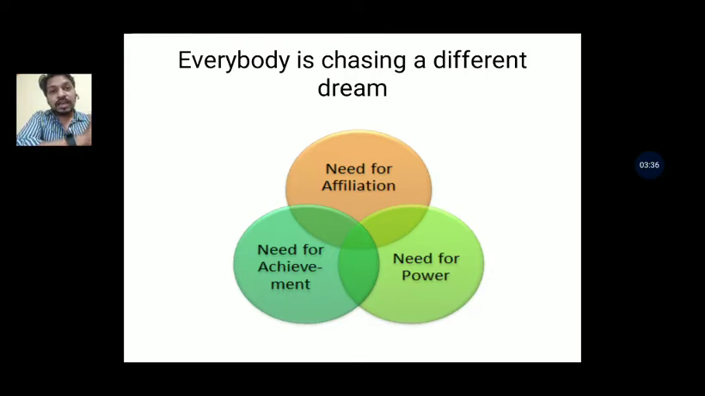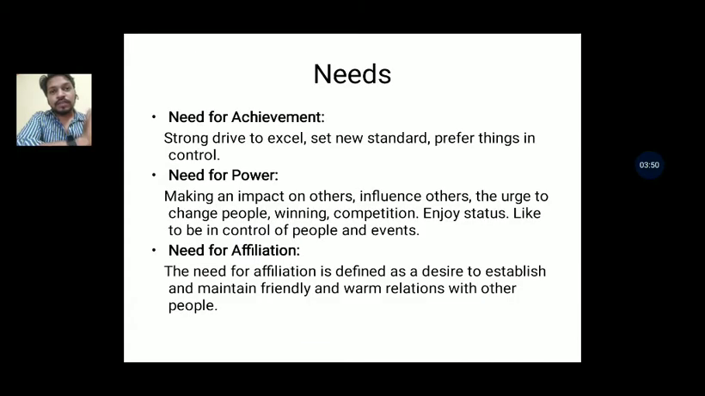So there are various needs which an individual is running after. McClelland basically said there are 3 needs in totality. The first is need for affiliation, the second is need for achievement, and the third is need for power. So let us quickly move on to find out what these needs exactly mean.